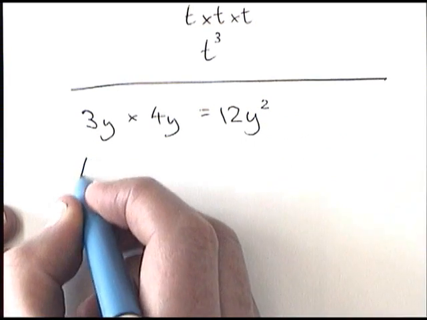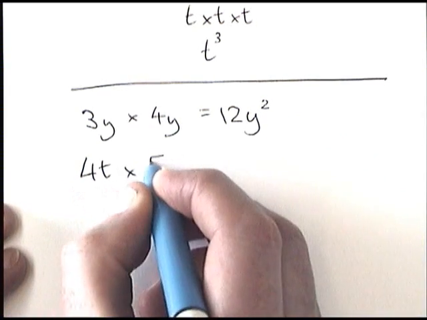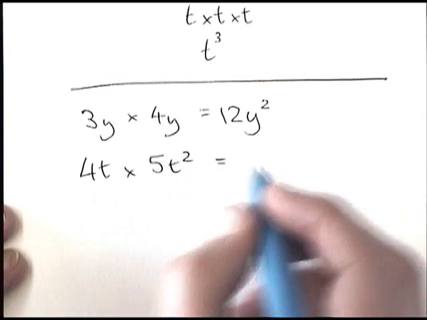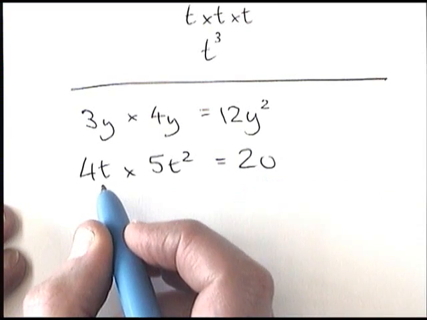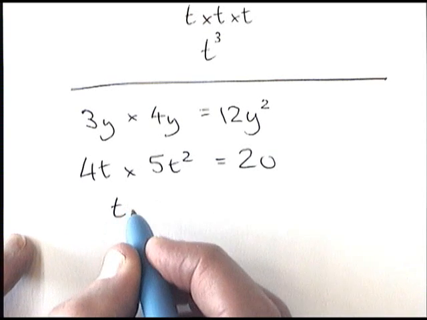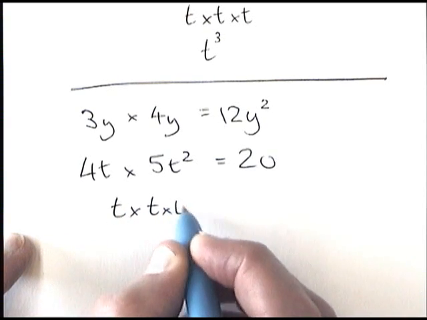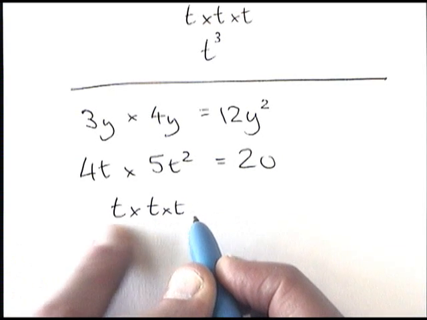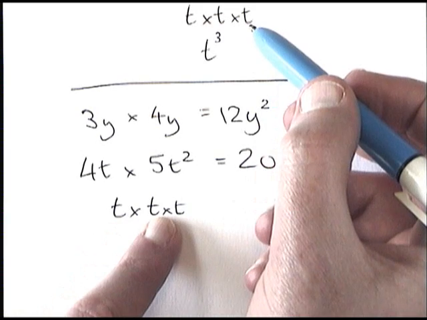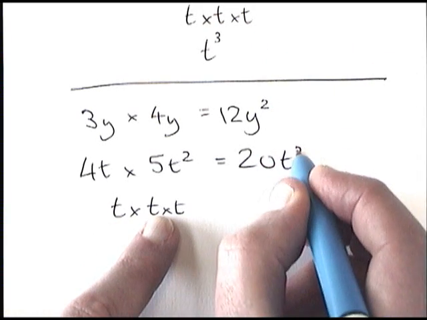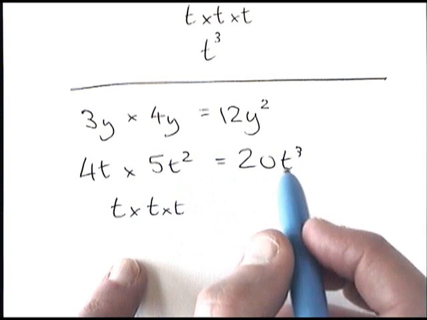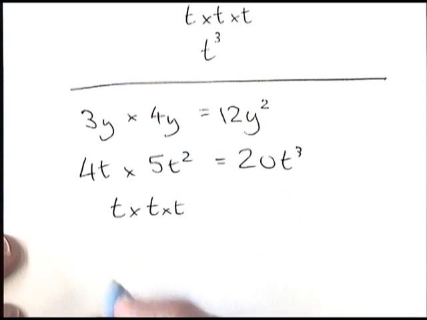If we look at another one, 4t times by 5t squared. 4 times by 5 is 20. Then we've got to deal with these t's. I've got t times by t squared, which means t times by t times t, because those two times together are t squared. Well, that t times t times t is what we had up here. That's t cubed. So the t times by the t squared makes t cubed. Answer for that one, 20t cubed.